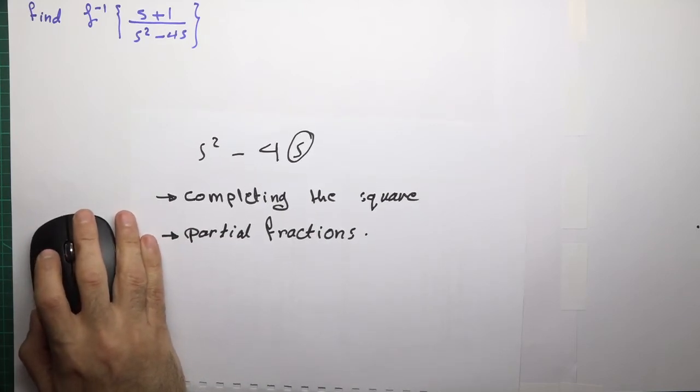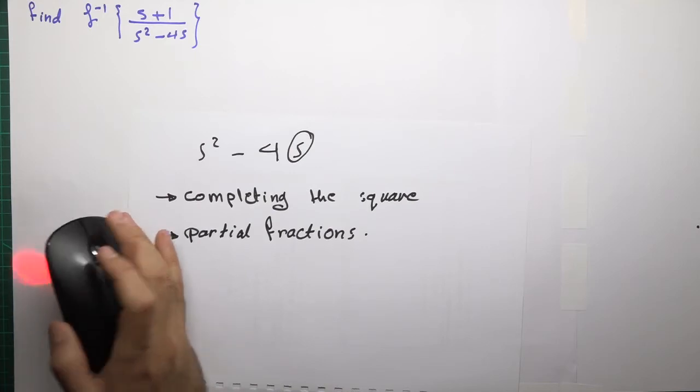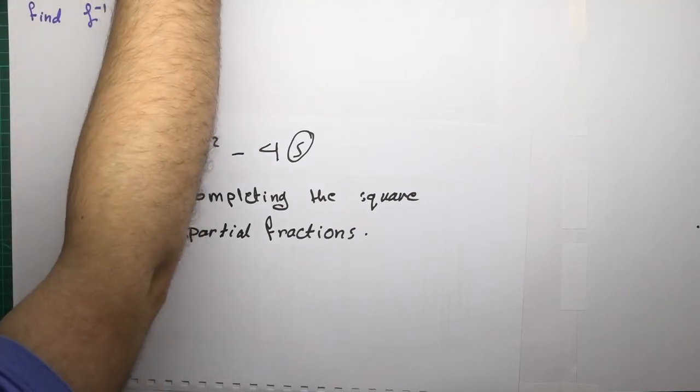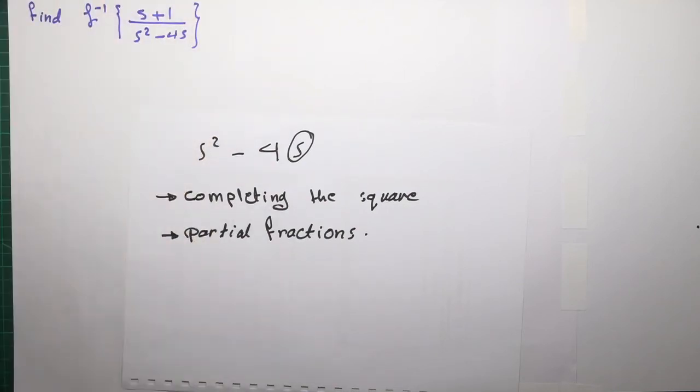If we can factor the denominator, then it will be partial fractions. If the denominator is irreducible, I mean there are no linear factors, then we have to go to completing the square.